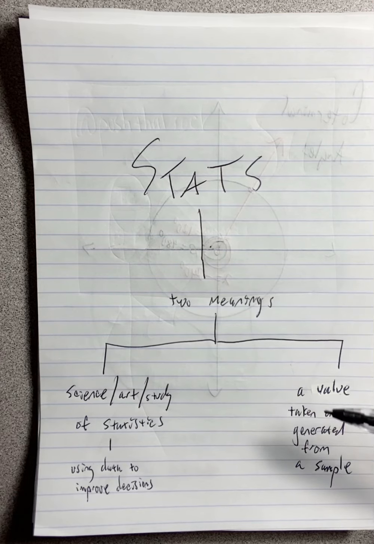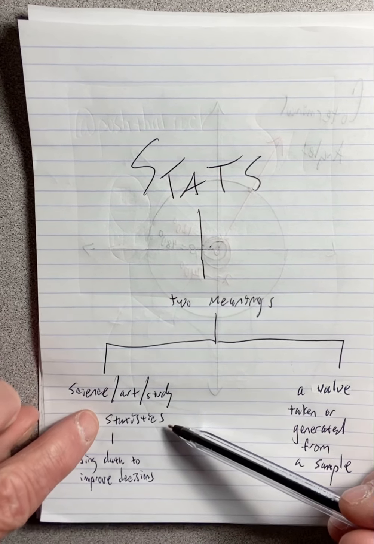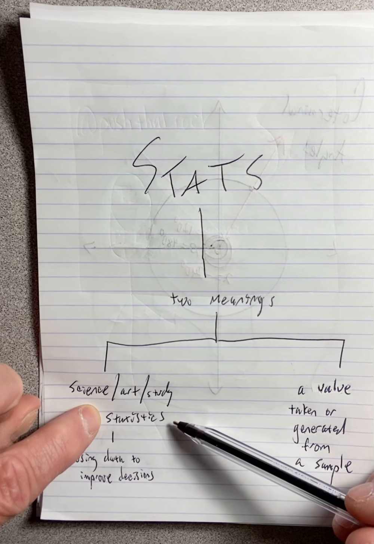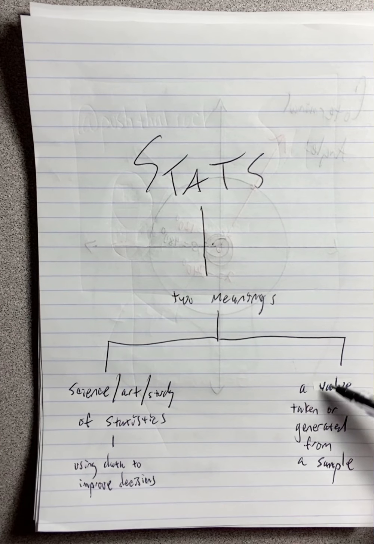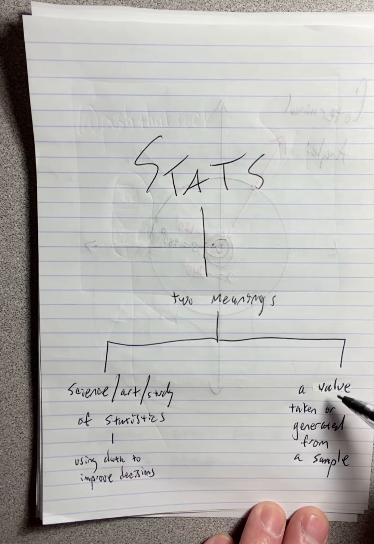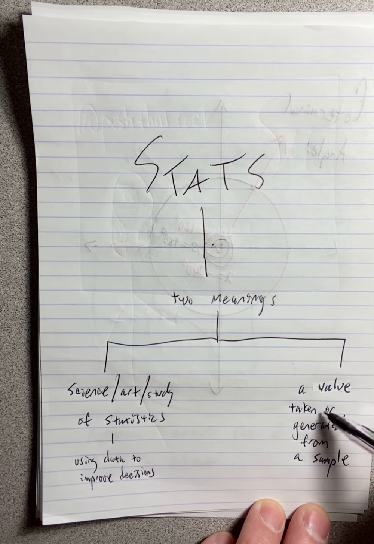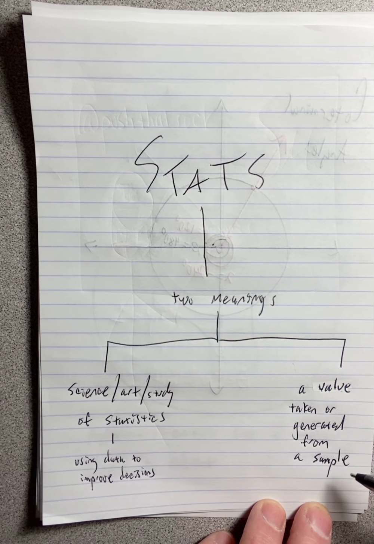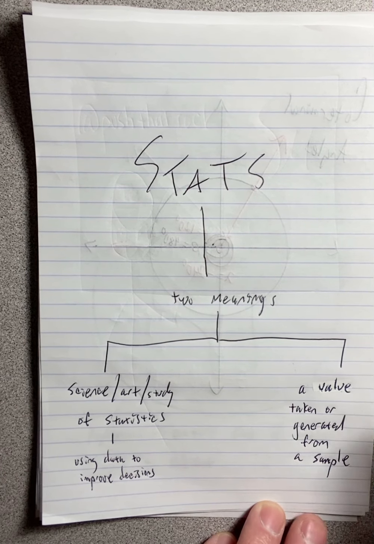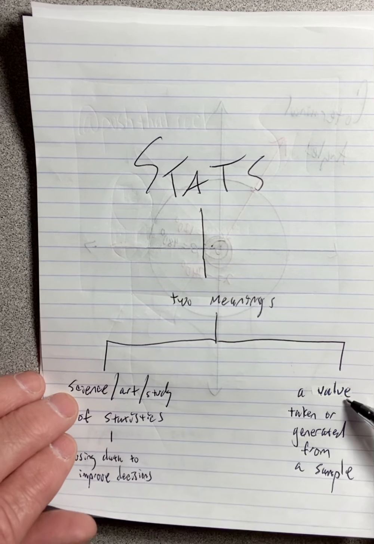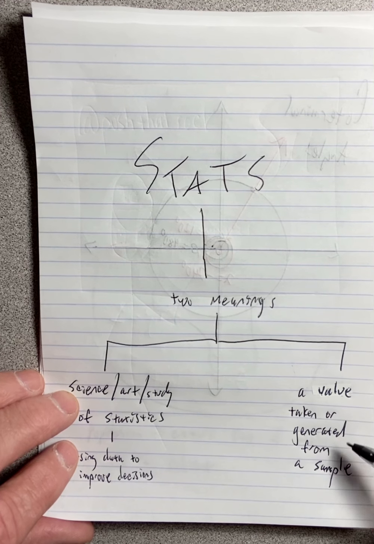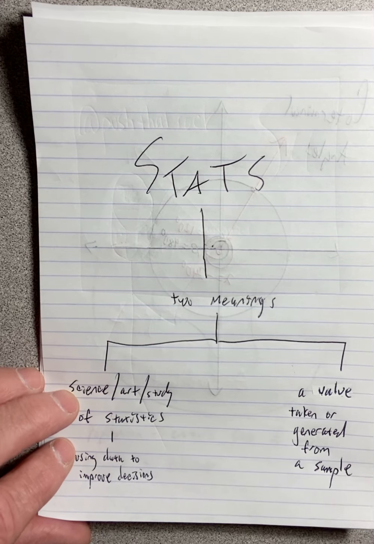But it's the study of what? It's the study of statistics. What is that? Well, you might just call it data, but more specifically, and in this class, we define it as a value, and I purposely did not use number there, but a value taken or generated from a sample. And it's generally a number, but it doesn't have to be. It will be in this video, but it doesn't have to be a number. But any value taken or generated from a sample is a statistic.